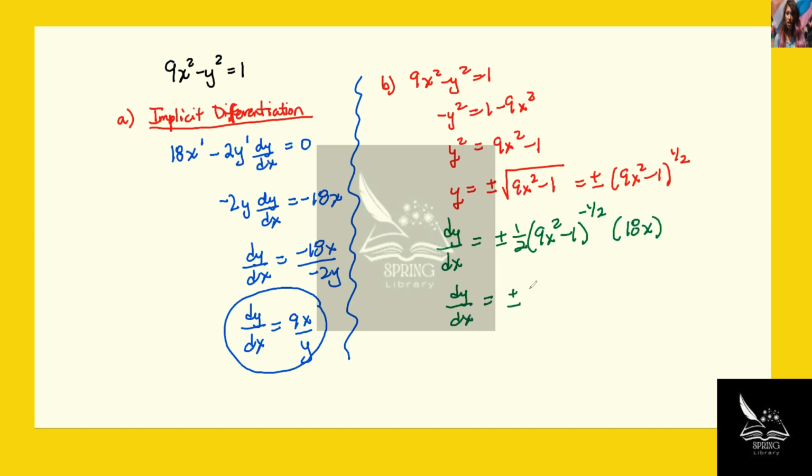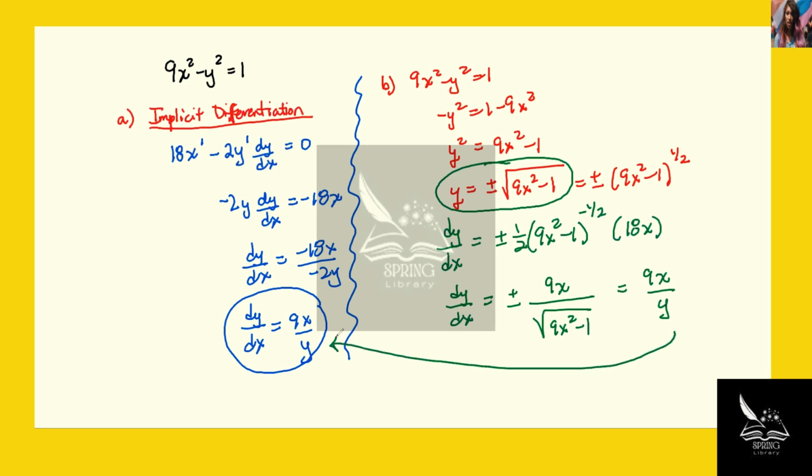We still have plus or minus. So on the top is 9x. On the bottom is square root of 9x squared minus 1. And, oh, cool, look at that. Whoops, let's go one lower. Plus or minus, look at this, plus or minus square root of 9x squared minus 1 equals y. So I can replace this by 9x over y, and we get the same result as we did for implicit.